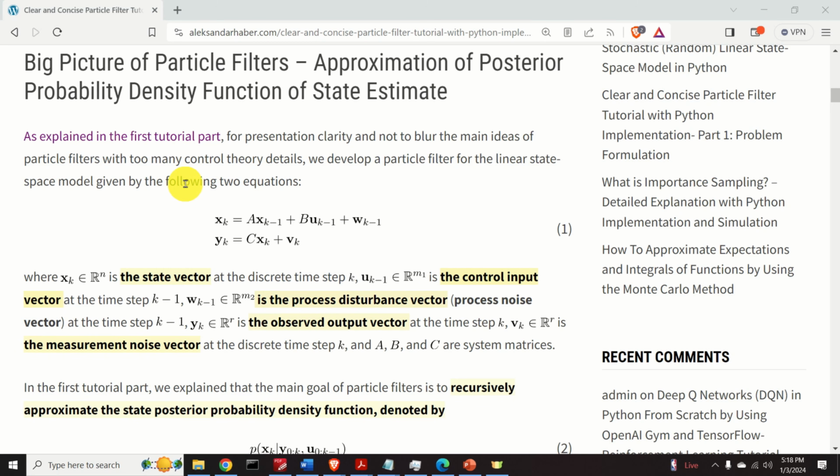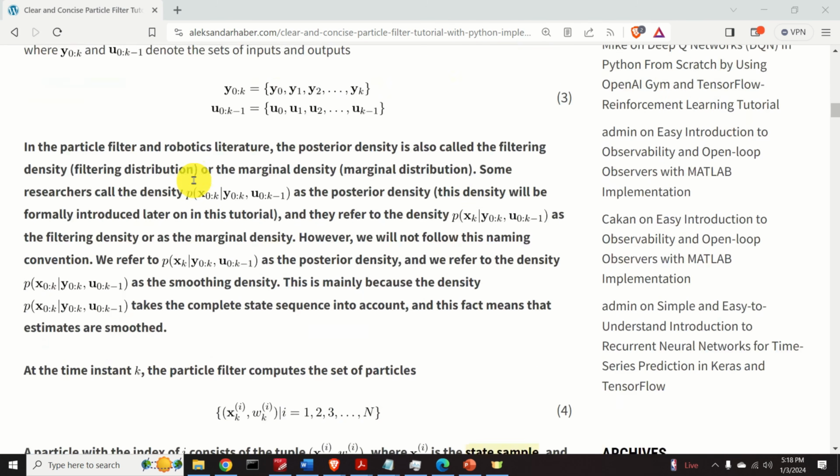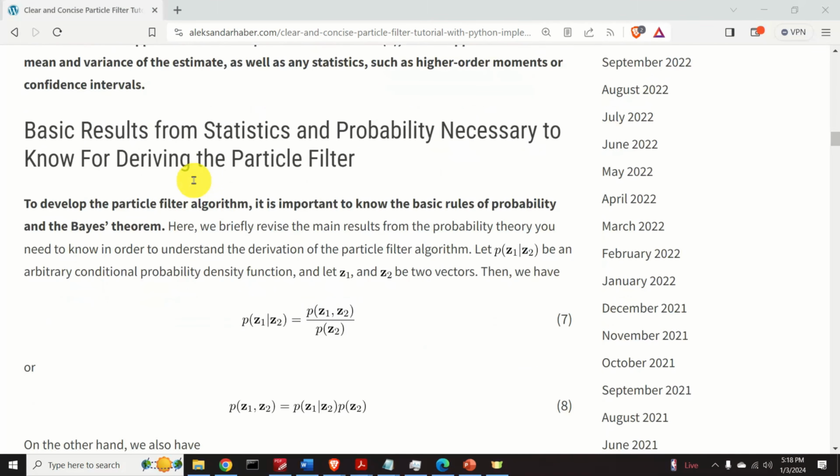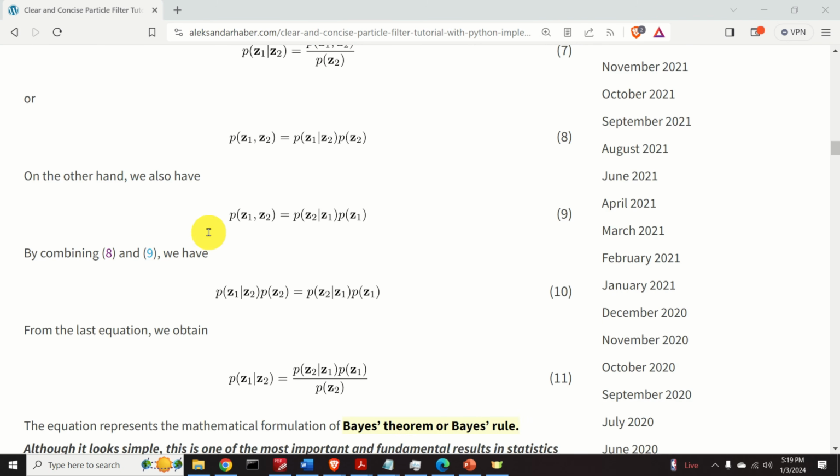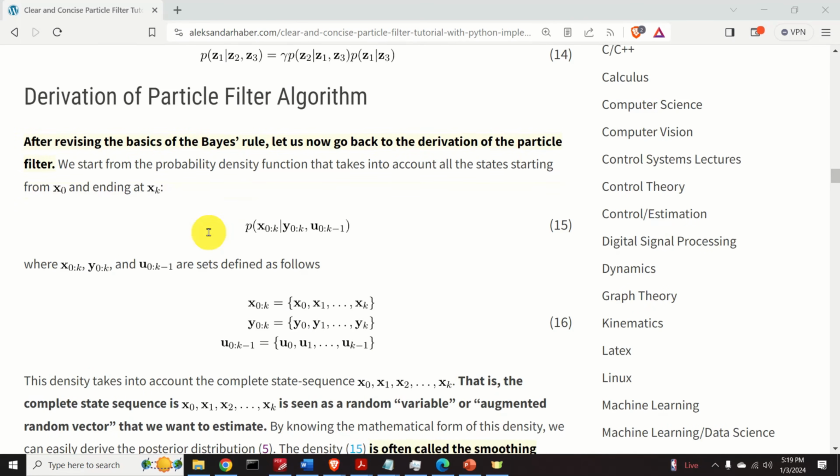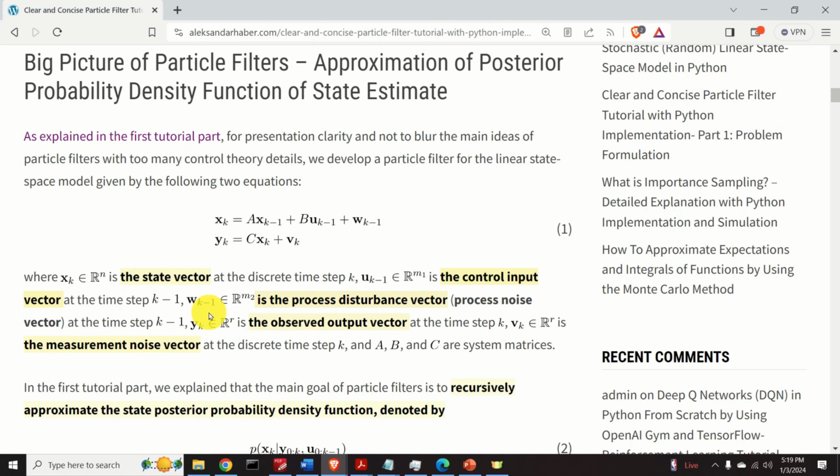Here's a brief outline of this video tutorial. First, we will briefly revise the problem formulation of particle filters. After that, we will explain the basic results from statistics and probability that you need to know in order to understand and to derive the particle filter, and after that, we will derive the particle filter algorithm. Okay, let's start with explanations.